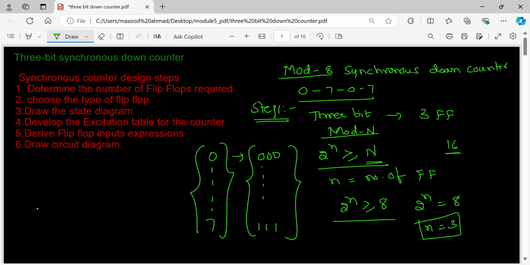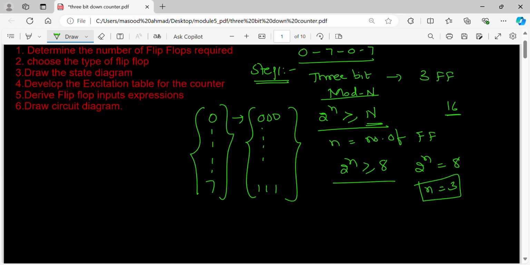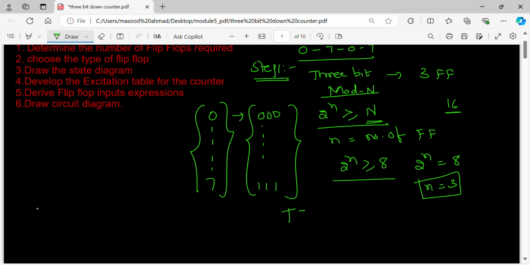Done. Next, step number 2, choose the type of the flip-flop. It may be mentioned in the problem, or you need to choose. Let's take the T flip-flop in our case. Choosing the flip-flop is done. That is step 2. Step 2 is completed.